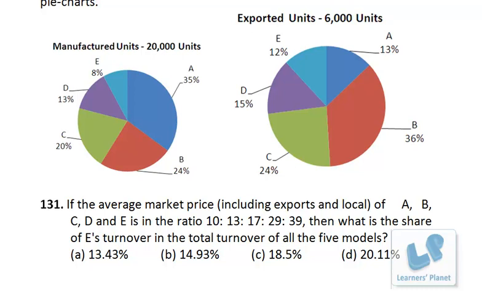Now, if the average market price including exports and local of A, B, C, D, E is in the ratio 10 is to 13, and so on, then what is the share of E turnover in the total turnover of all the 5 models? Okay, that's a pretty calculative question. So total turnover, let's calculate. Price of A is 10 parts, and contribution of A is 35. So 35 into 10, 350, plus 13 into B, that is 24 into 13, 240 plus 72, so around 240 plus 70, 310 around, plus C 20% of 17, so 17 into 20, 340.